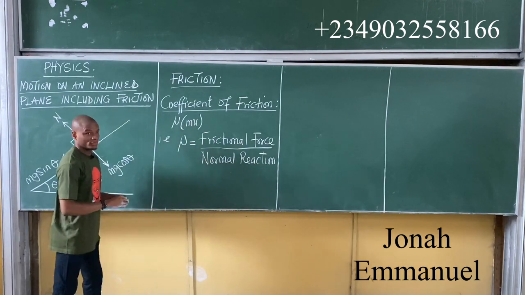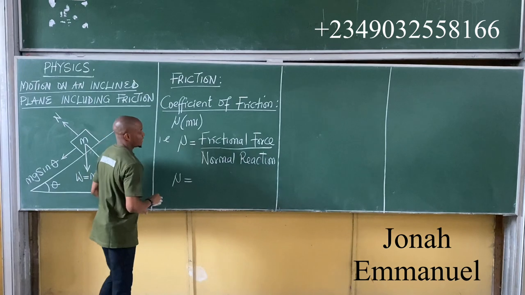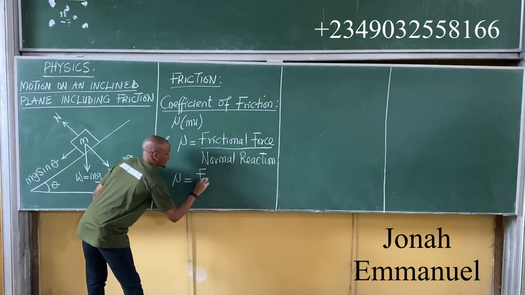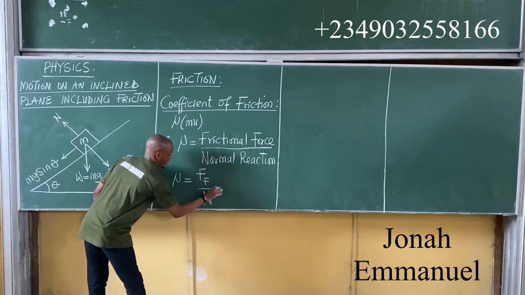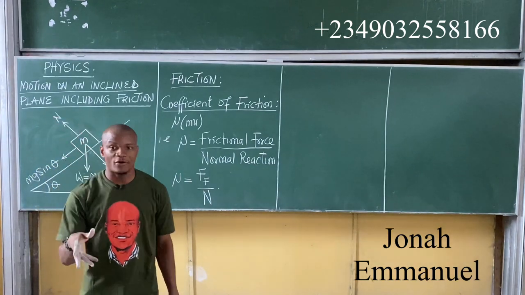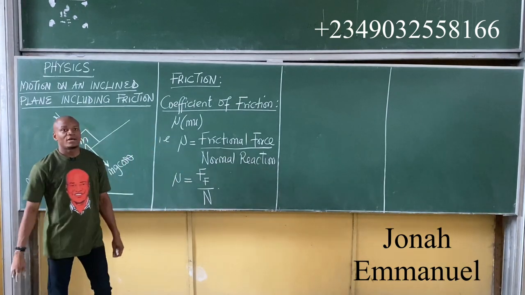normal reaction. So I'm saying mu is equal to frictional force, and let's call it F_F. So frictional force all over normal reaction, N. So mu is equal to F_F, that's frictional force, all over N, that's normal reaction. Now please think of this.